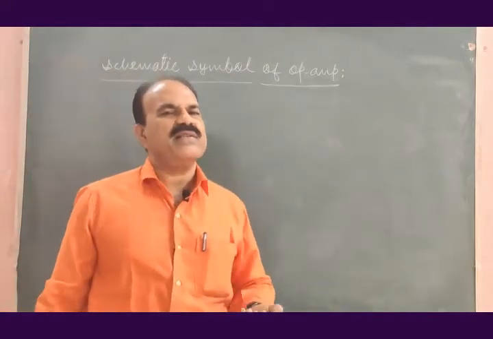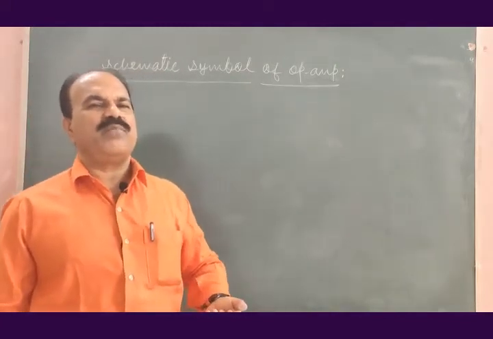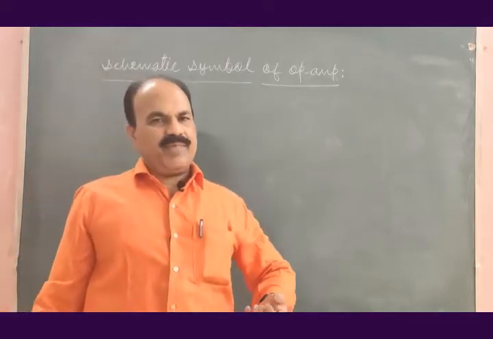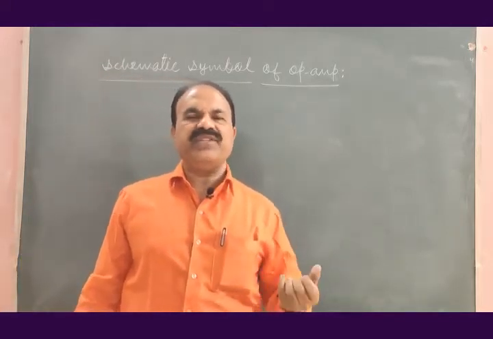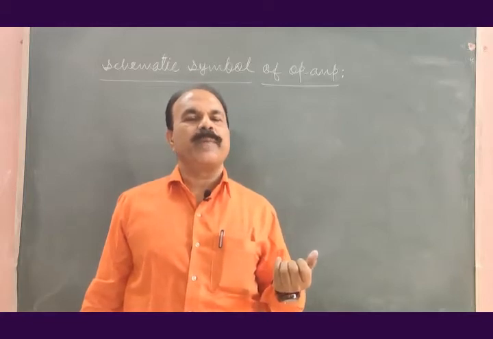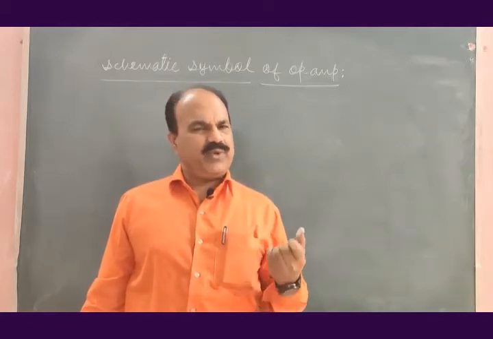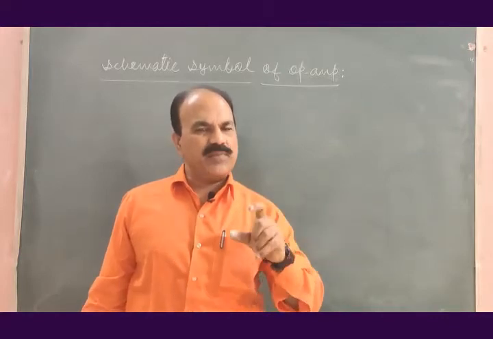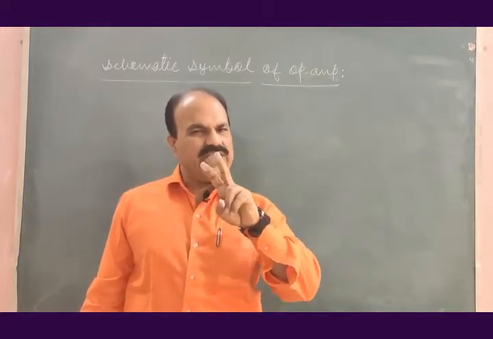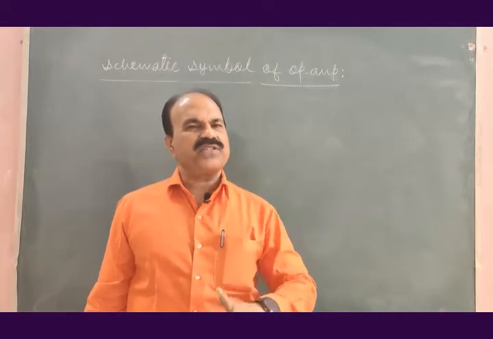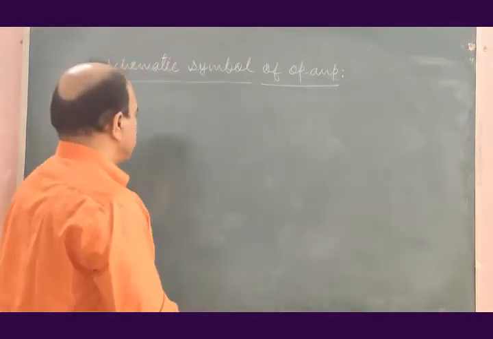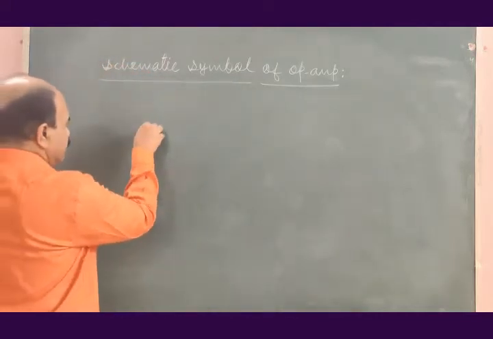While drawing this schematic symbol for operational amplifier, I am not going to show the pins used for power supply connections. I am going to show here only the symbol and only 3 pins, 2 input pins and 1 output pin. The symbol is this.